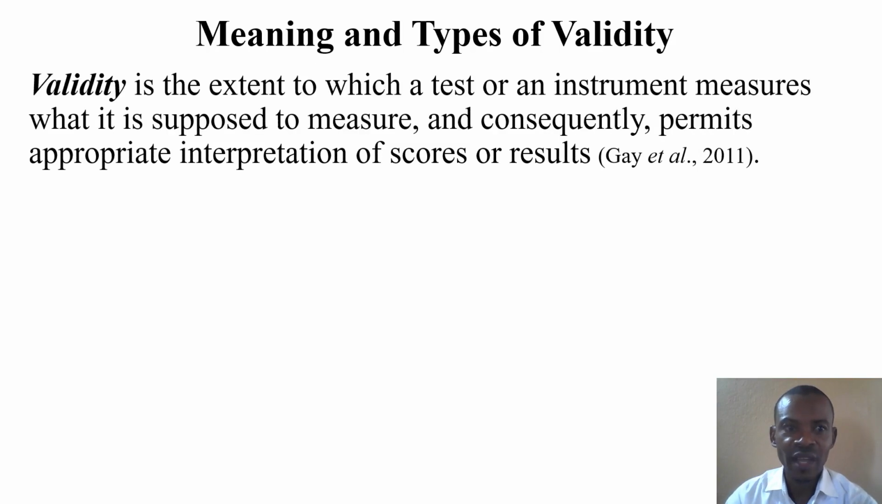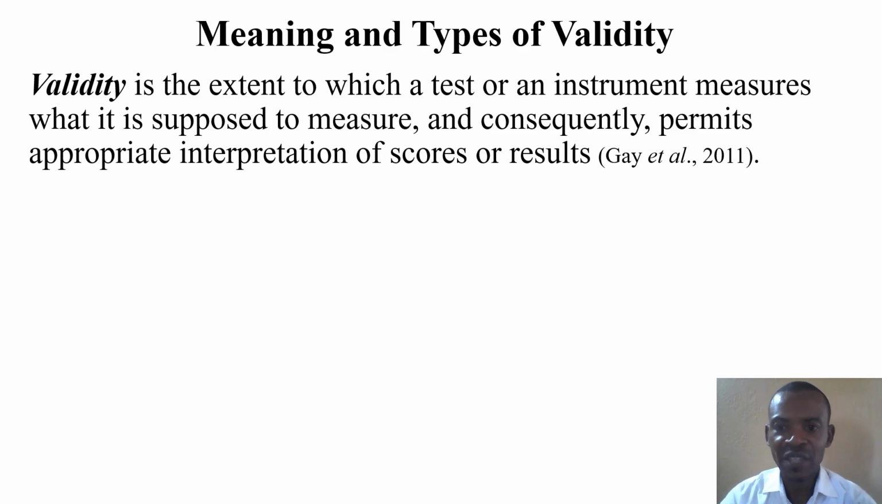All right, let's look at the meaning of validity in research. Validity is the degree to which a test or an instrument measures what it is supposed to measure and consequently permits appropriate interpretation of scores or results. If an instrument is able to measure what it's supposed to measure, that instrument should also permit appropriate interpretation of scores. When an instrument satisfies these two basic conditions, it is said to be valid. That is, it must measure what it is set out to measure, and whatever it measures should be able to be used to interpret the scores obtained from such a measure.